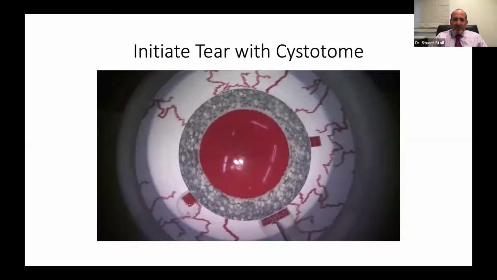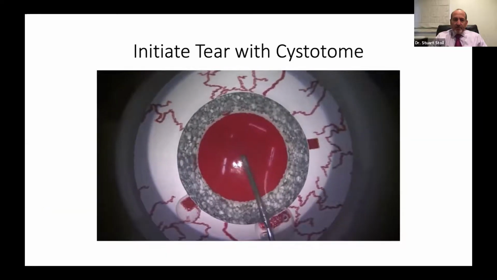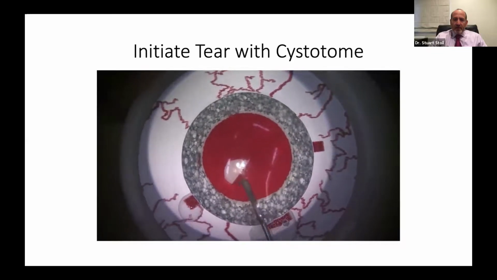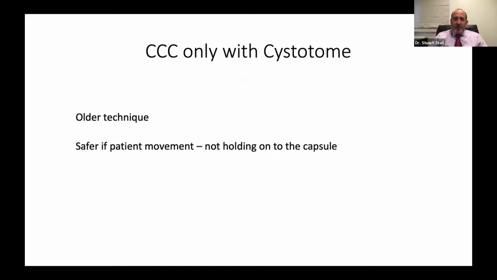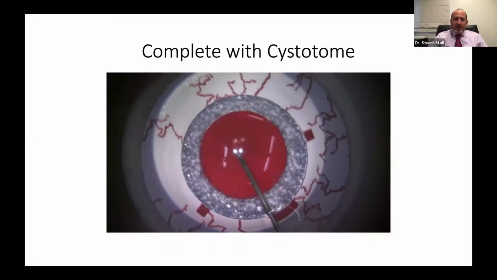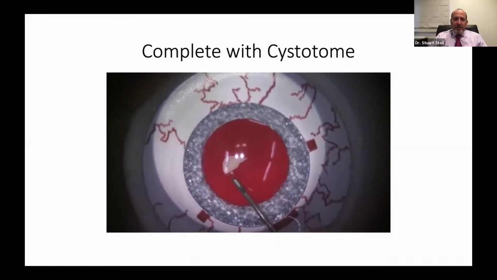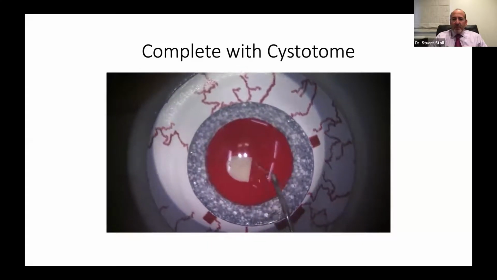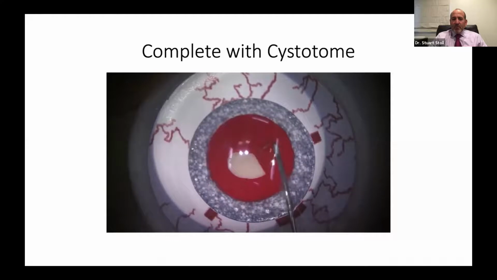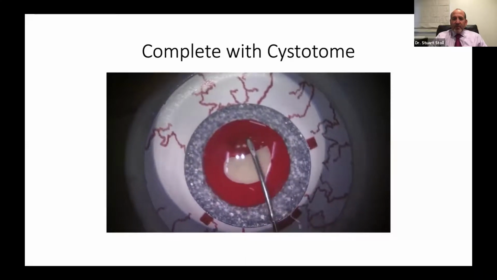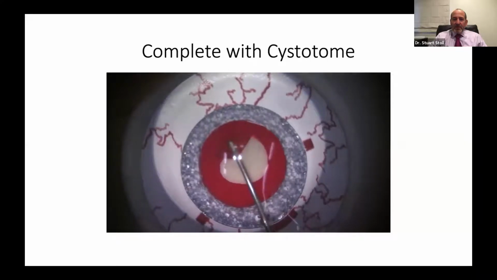So one last initiation and tear. And pulling down, there we go. Ready to go around. So you can do the CCC only with the cystotome. It's an older technique, but it's safe if there's patient movement. So we're going to show a little bit of that. We've initiated, we've pulled down here, and we're just going to stay with the cystotome. We've got the capsule folded over on itself. There's the double capsule now, and we're just walking it around very safely. If the patient were to move, we're not holding the capsule, and everything continues great there.